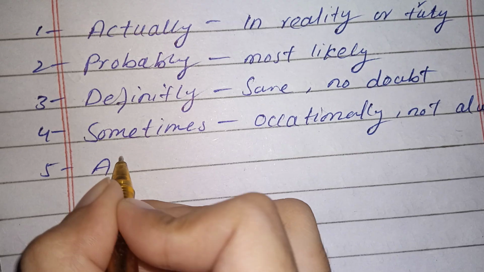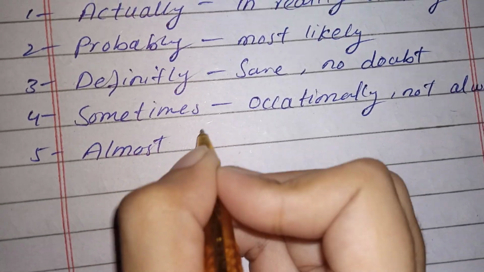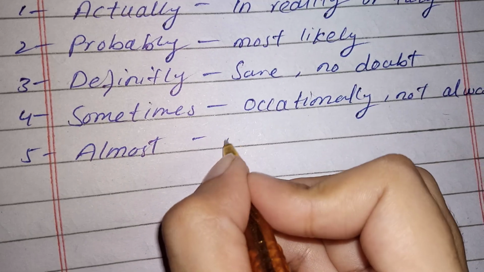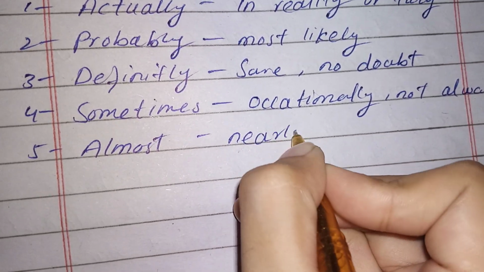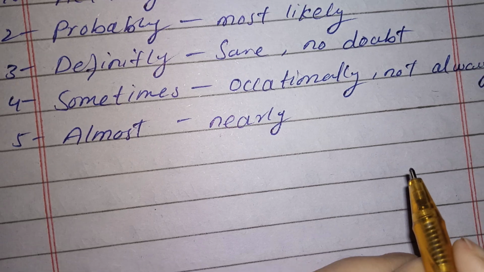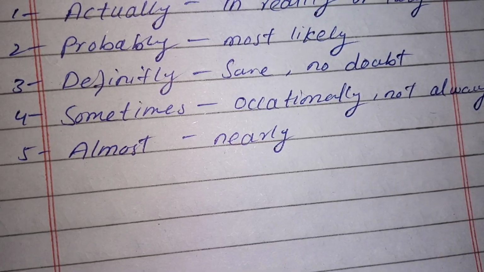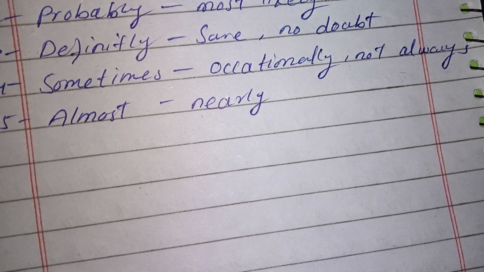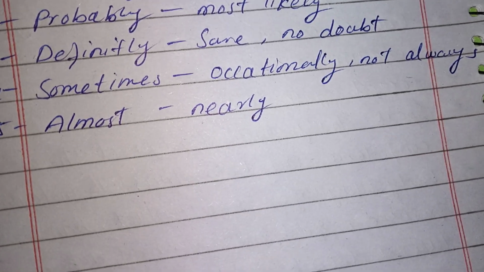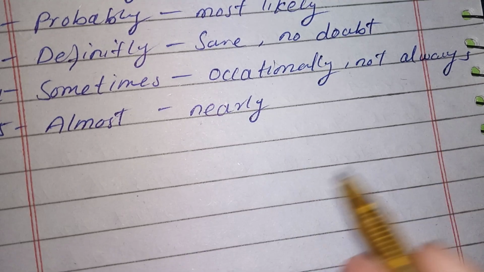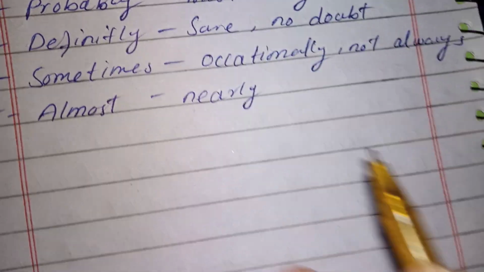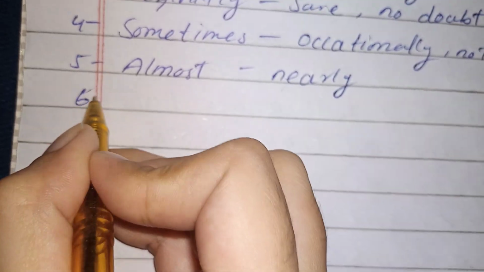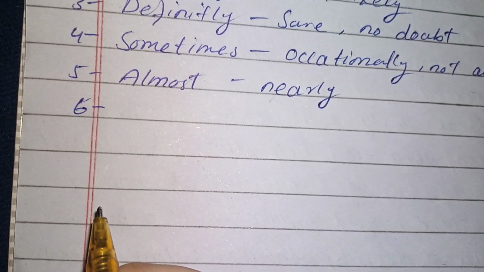And my fifth word is almost. Almost means nearly. When you think it is nearly this can happen. I almost won the match. I was about to win the match, but I didn't. But I was near to winning the match.